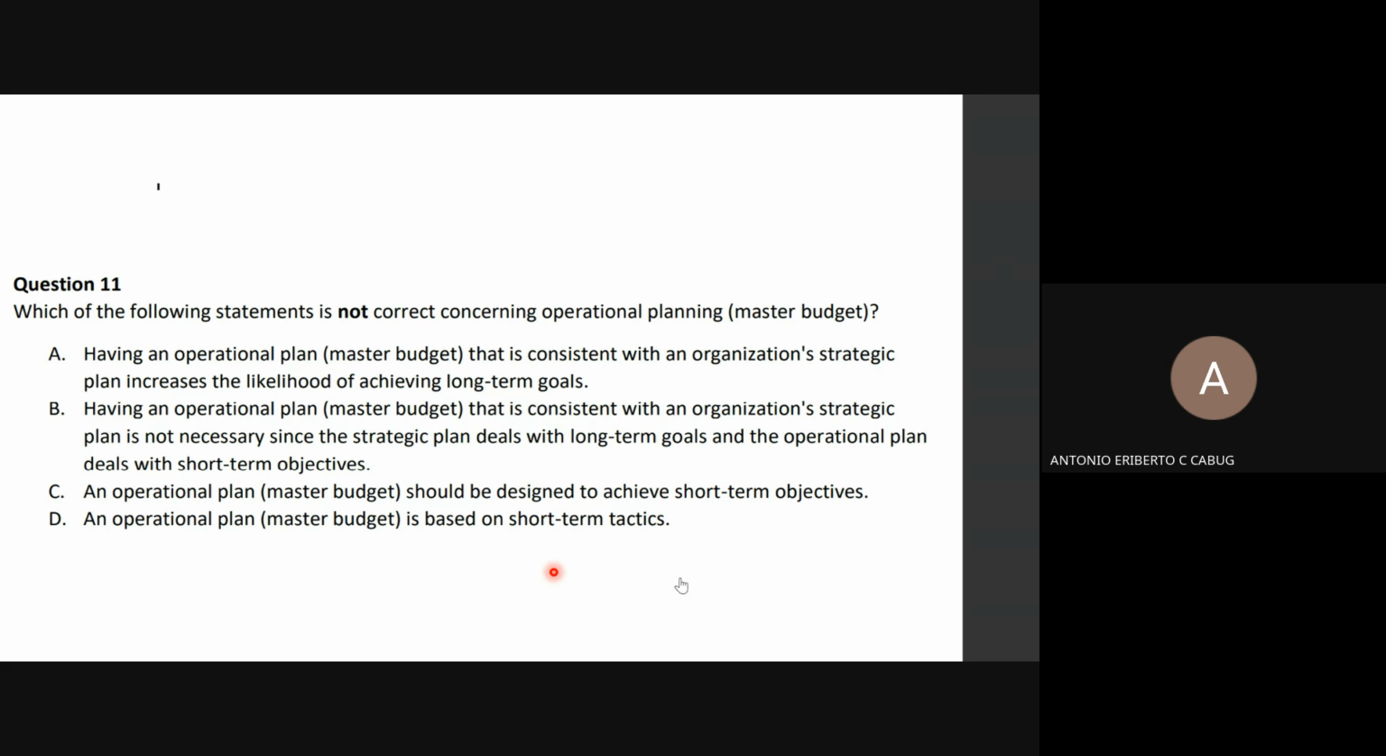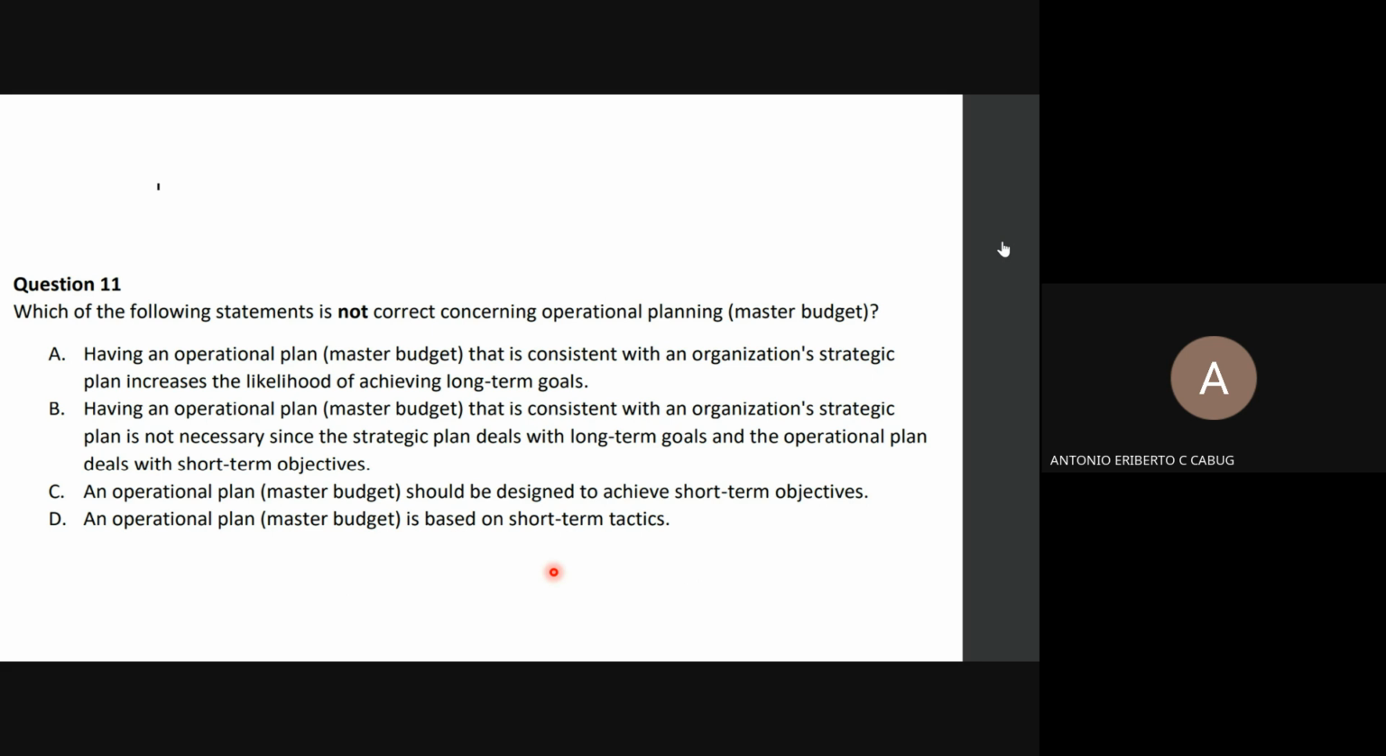Enter your answers now. Which of the following is not correct concerning operational planning or the preparation of the master budget? Okay, please enter your answers. Thank you. Alisa. Okay, isa pa lang. Nasaan yung iba? Okay.